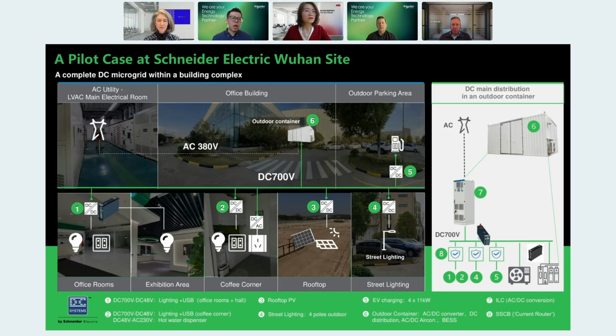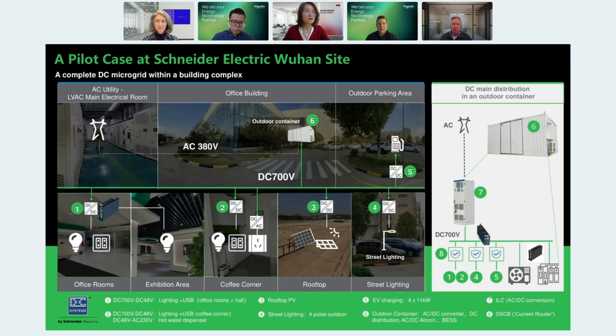So across all these environments in a building complex, we have these typical DC loads coupled with DC sources. And in this case it is the rooftop PVs on the office building. So by walking around this panorama view, I wanted to share with you that the source is planned, and also the DC loads are planned in this complete DC microgrid.